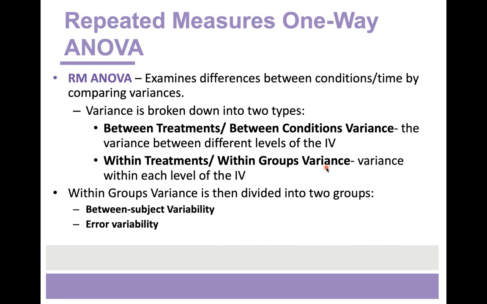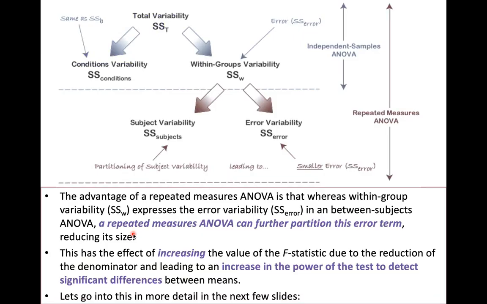But with a repeated measures ANOVA, we get some special abilities. We can further partition variance into subject level variability, and whatever's left over is error variability. So a repeated measures ANOVA takes the within treatments variability and it further divides it into subject and error variability. Now, what does that mean? Why does that matter? Why is that important? Let's take our time for a second and let's discuss it.